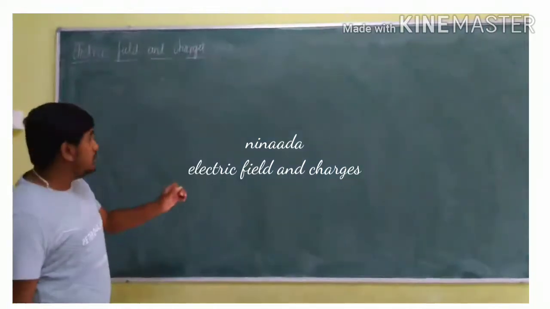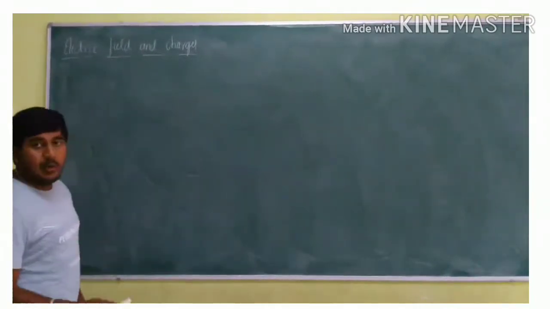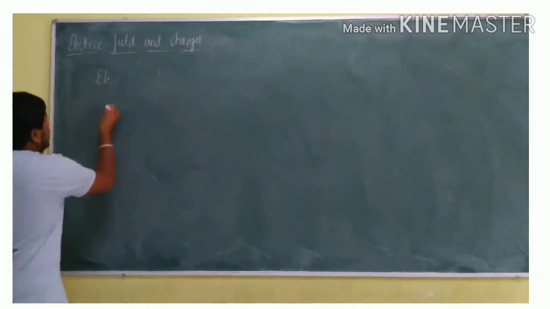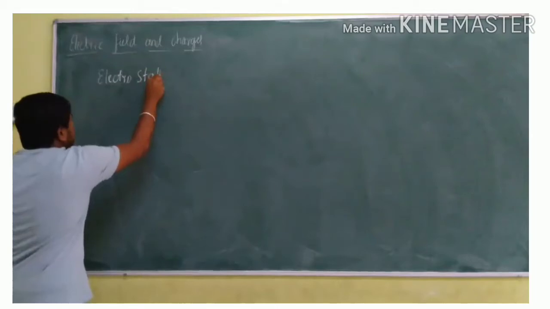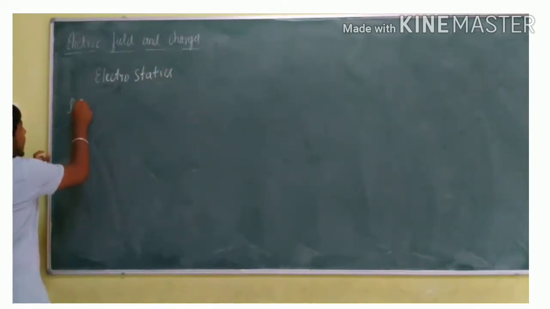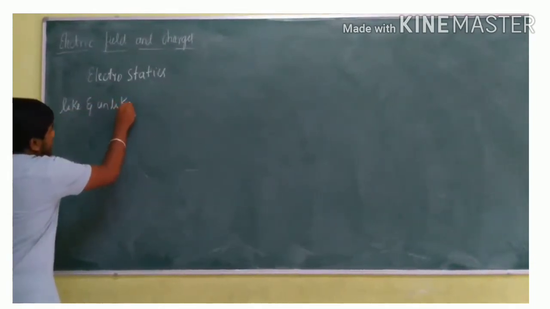Electric field and charges. What formulas do we need to solve problems? Let us write once. First we learn what electrostatics is. Electrostatics means charges at rest. First we learned like charges and unlike charges. Like charges attract each other and unlike charges repel each other.